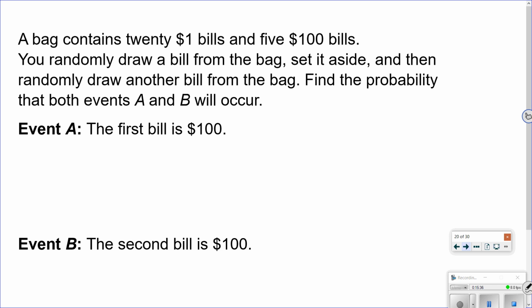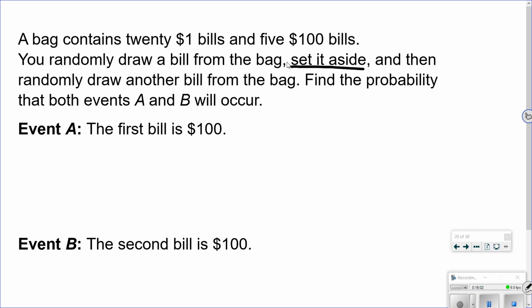Okay, this one says a bag contains 20 $1 bills and 5 $100 bills. You randomly draw a bill out of the bag, set it aside. This is important. You're setting it aside. And then randomly draw out another bill from the bag. Find the probability that both events A and B occur. So event A is you draw out a $100 bill. Event B is the second time you also draw out a $100 bill.